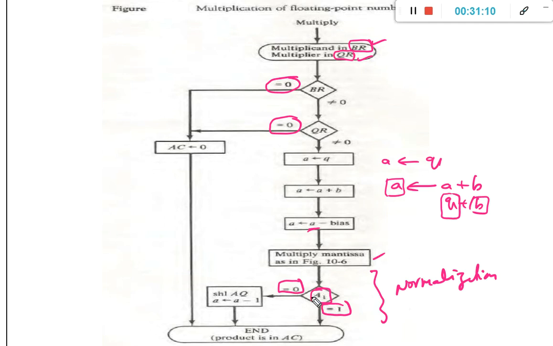So like this we perform the normalization. Once you perform the normalization, the final output product will be in normalized form. So like this we perform the multiplication operation of floating point numbers. Here you need to remember that the multiplication algorithm is the same for both fixed point and floating point. However, additionally you need to perform some additional operations that you need to remember.